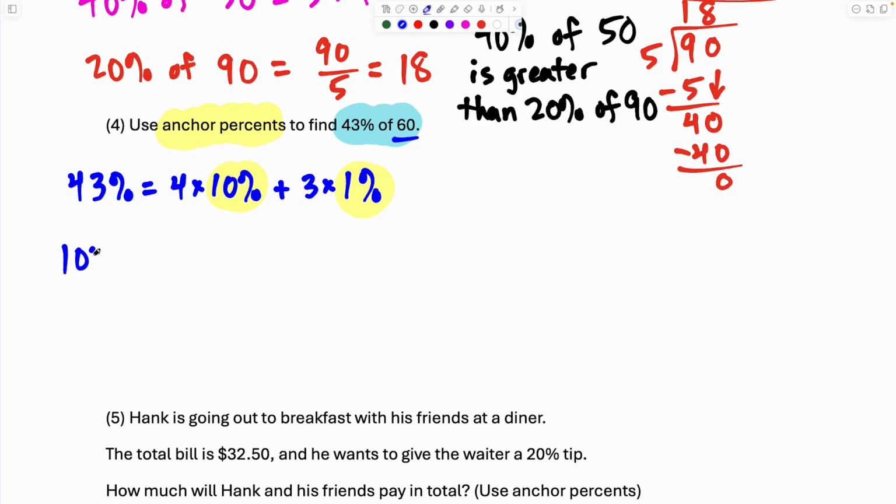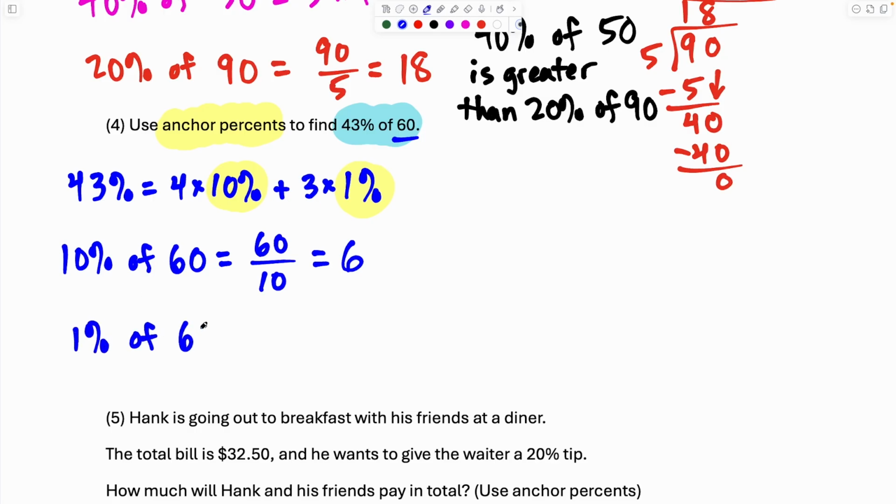So first, let's find 10% of 60. And when you're finding 10% of a number, you just take that number and divide it by 10. And I could say 60 divided by 10 is equal to 6. And then next, we need to find 1% of 60. So 1% of 60 is equal to, we take 60 and this time divide by 100. In the notes, we said for the 1% anchor percent, we would divide by 100. And another way to see this would be if we're going from 10% to 1%, 10% divided by 10 equals 1%. So this divided by 10 is equal to 1%.